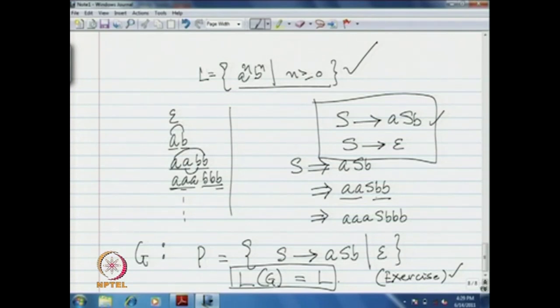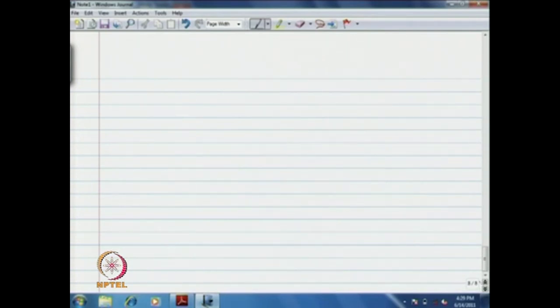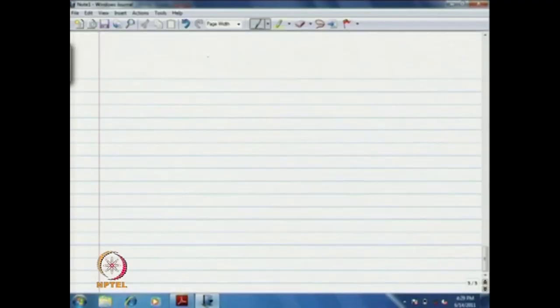Let me discuss some more examples. For any alphabet, if you consider the language x power r, what is this language? All those strings in sigma star which are equal to their reversal. That means, the set of all palindromes.